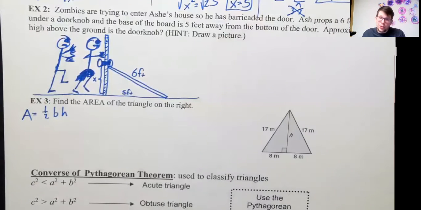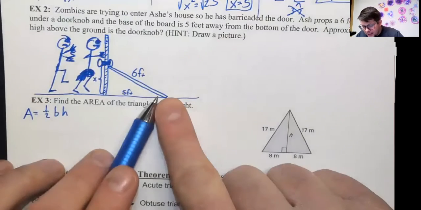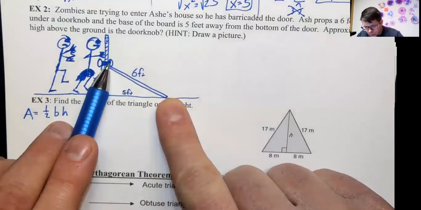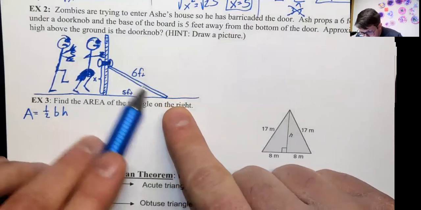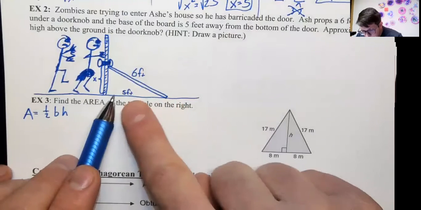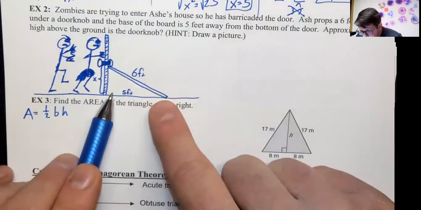So this one right here, you have to read the story, analyze it, and then you get to use the Pythagorean theorem after that. So it's going to be, once again, a step in the process. It says, zombies are trying to enter Ash's house. So he's barricaded the door. Ash props a 6-foot-long piece of wood under the doorknob, and it attaches it to the board. The base of the board is 5 feet away from the bottom of the door.